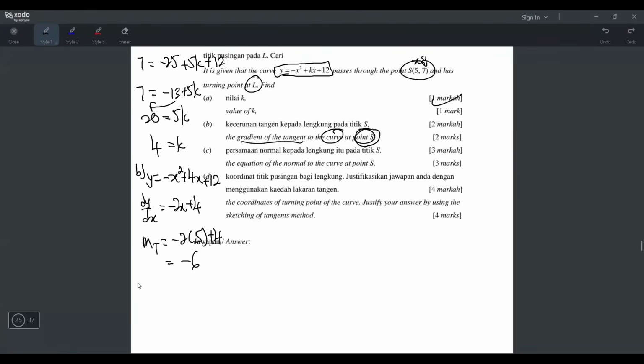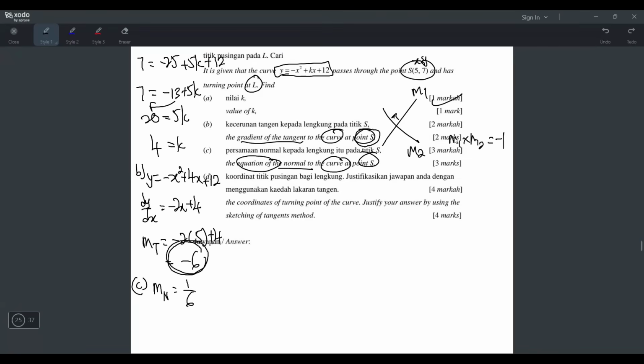Now I want to do C. C asks to find the equation of the normal to the curve at point S. It's still point S. But they want the equation of the normal, so you need the gradient of the normal. Your gradient of the normal at point S will be 1/6, because the tangent and normal are always perpendicular to each other. When two lines are perpendicular, m1 times m2 equals negative 1. You already have one of the gradients, negative 6, so m1 is negative 6. To get m2, you take negative 1 divided by negative 6. That is why I write 1/6.